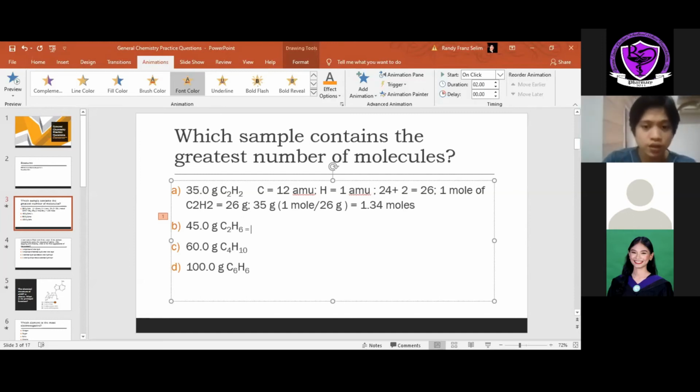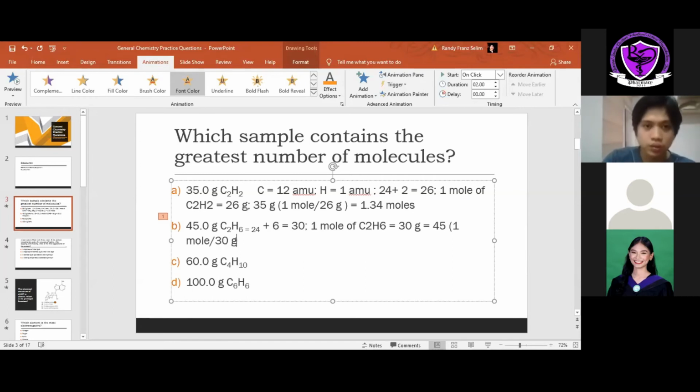We have 24 plus 6 equal to 30. Ibig sabihin yan, 1 mole of C2H6 is equal to 30 grams, no? So next, we get 45 and input it into the factor. 1 mole is equal to 30 grams. We will get 1.5.